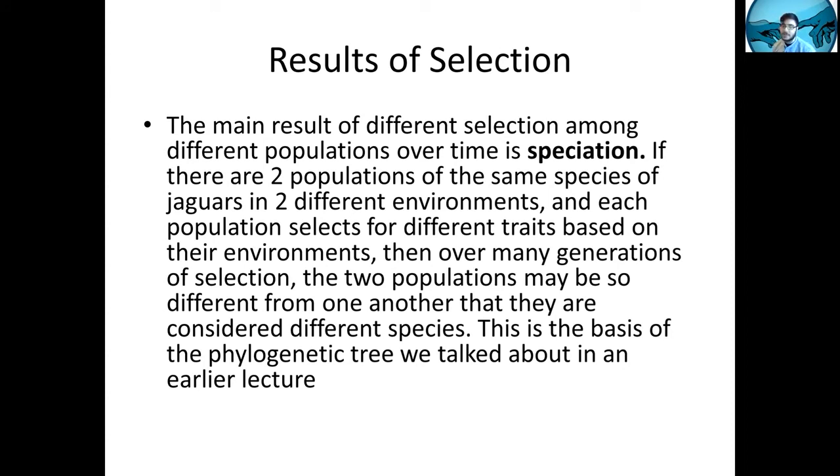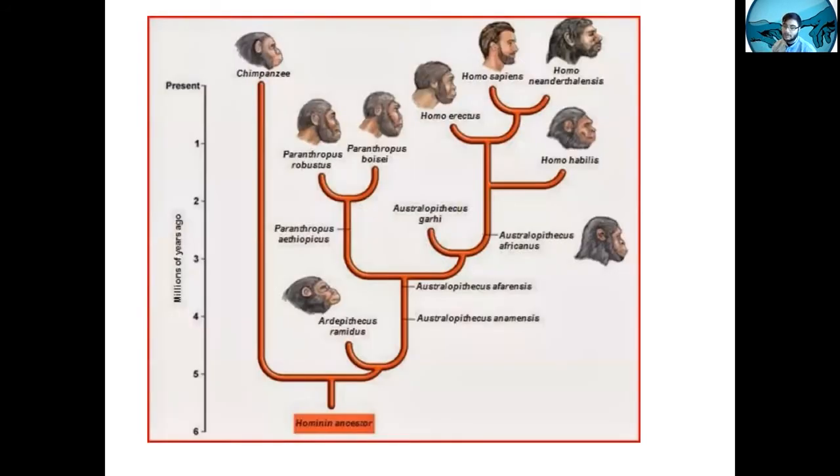And this speciation is the very basis of the phylogenetic tree, which we talked about in the population genetics lecture earlier on. I want to give an example of the human phylogenetic tree. So this is kind of what our tree looks like. And remember, when I was talking about how long it takes, this could take millions of years. Since we had these ancestors, this could happen over millions of years.